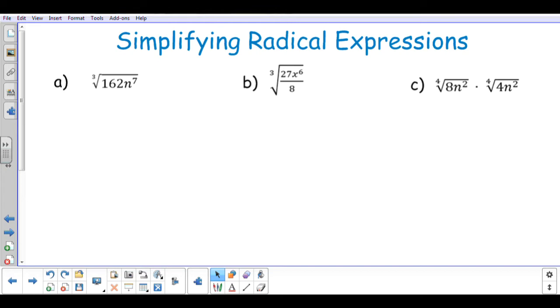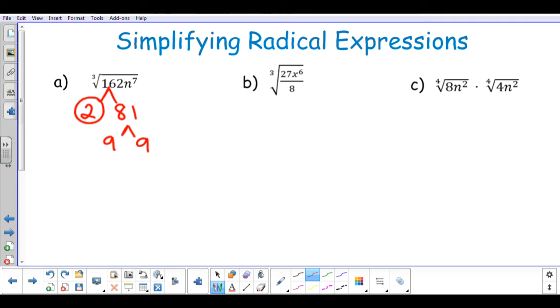In A, I have the cube root of 162n to the 7th. So I don't have to worry about using the product property or the quotient rule. So what I'm going to do is break 162 down like I would as if it was a square root. But instead of looking for groups of 2, since my index is a 3, I'm going to look for groups of 3. So two factors of 162 are 2 and 81. 81 will break down into 9 and 9, and our 9s break down into 3 and 3.